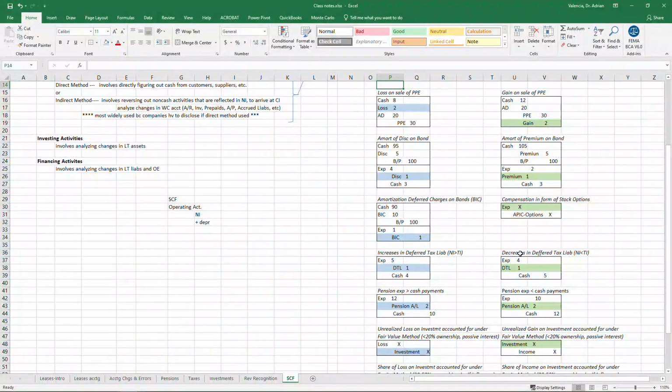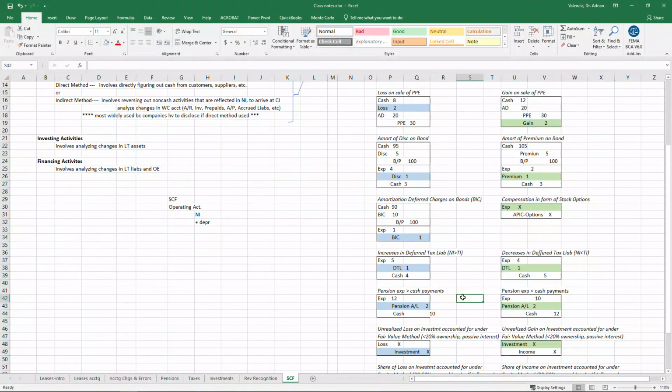And then the opposite is true if your net income is lower than taxable income. If your taxable income is higher, you're going to pay a higher amount of tax than you're going to recognize as expense for accrual purposes. So when you have that scenario, net income is only reflecting an expense of 4, but your cash out was 5, so you need to subtract out 1 for the decrease in the deferred tax liability.